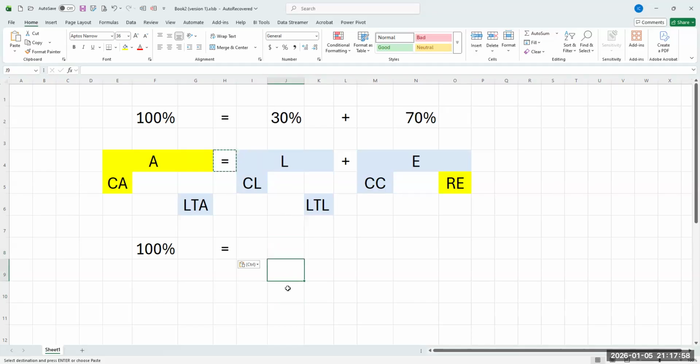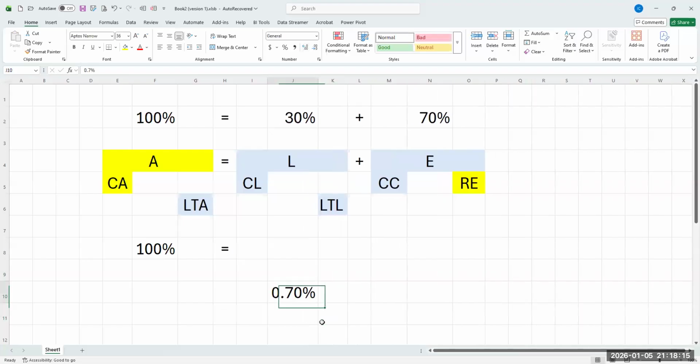Let's say on the borrowing, I'm paying 7% interest. Let's see. On the borrowing, I'm paying 7%, not 0.07%, not 0.7. I'm paying 7% on the borrowing.